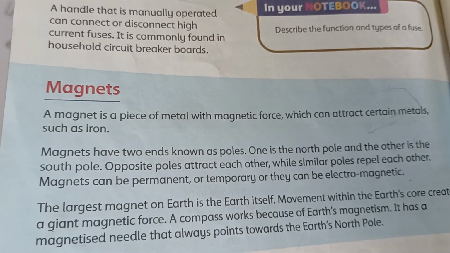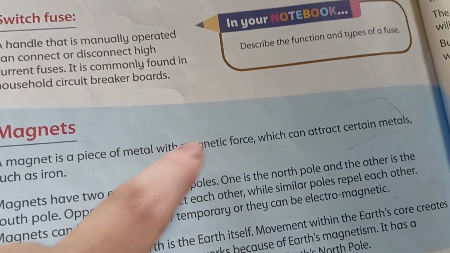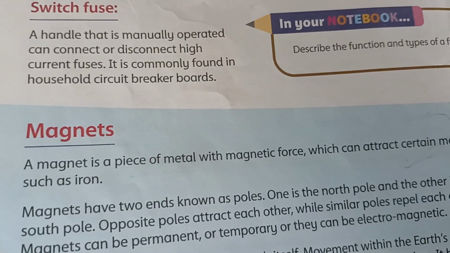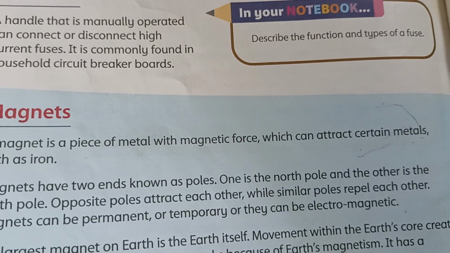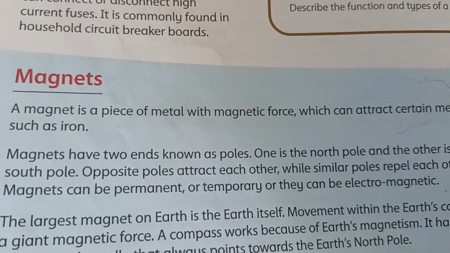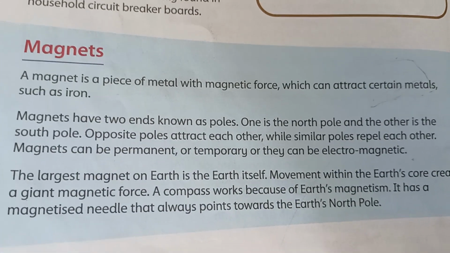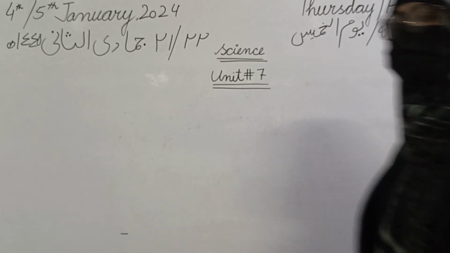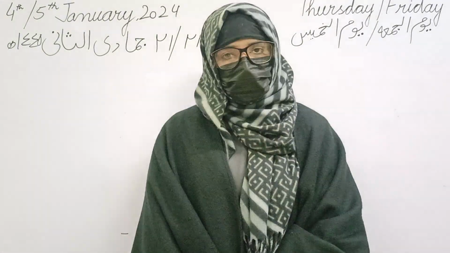Magnets. A magnet is a piece of metal with magnetic force which can attract certain metals such as iron. It can attract certain metals such as iron. So, now I hope you understand what is magnet, right?